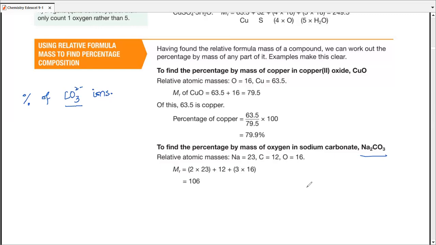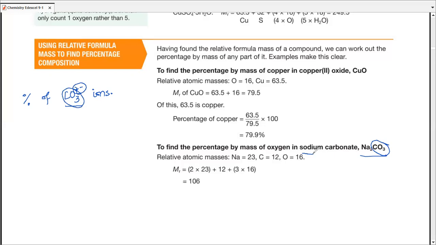Remember, this charge really doesn't matter because these are electrons lost again, and they really don't matter when it comes to masses. Electrons are so lightly charged. Okay, this is the portion, and we need to find out the percentage of this one.